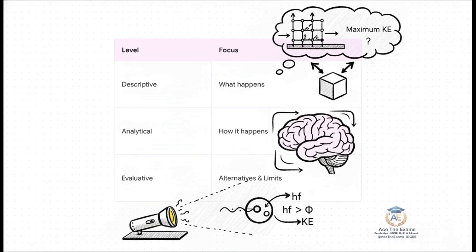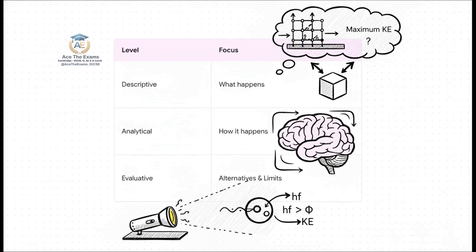But at the absolute top tier, the peak, we have evaluative. This requires evaluating alternatives and limitations. For example, why does Einstein's equation specify maximum kinetic energy? An evaluative, top-tier student will explain that electrons located deeper within the atomic lattice require more energy to fight their way to the surface than the minimum work function. Therefore, they are emitted with less than the maximum kinetic energy. Pointing this out shows a profound 3-dimensional understanding of the physics involved.